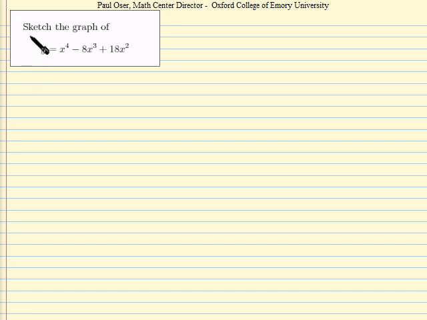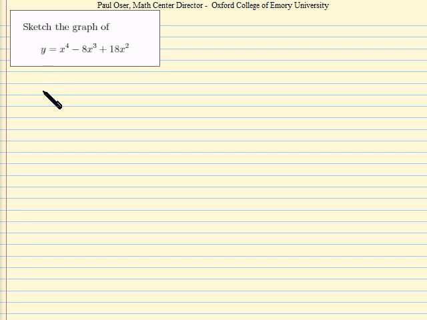Okay, in this problem we need to sketch the graph of this polynomial function. Of course, knowledge of the derivatives of y, in particular the first and second derivatives, will greatly aid me in this process. So let's find those first. What is y prime and y double prime here?